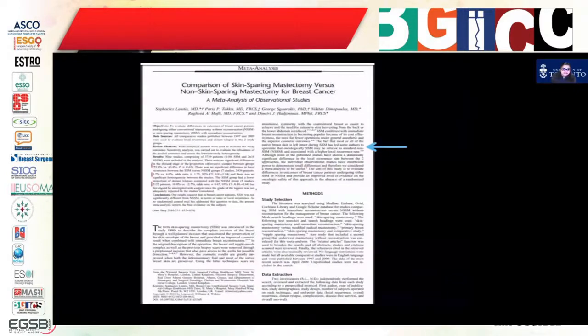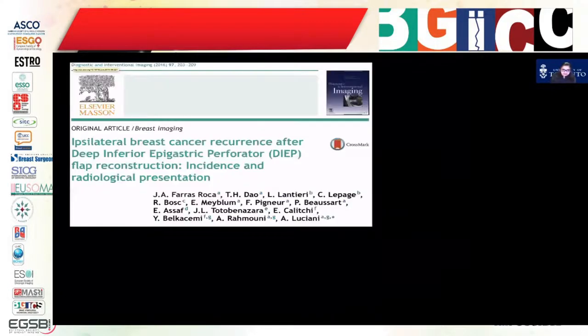This is another meta-analysis which basically said that there's no difference in the local recurrence in skin sparing versus nipple sparing. So we've looked at all three: traditional mastectomy versus skin sparing versus nipple sparing. So they're showing that there's no significant difference.